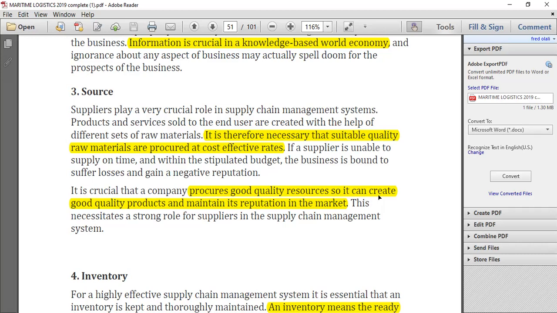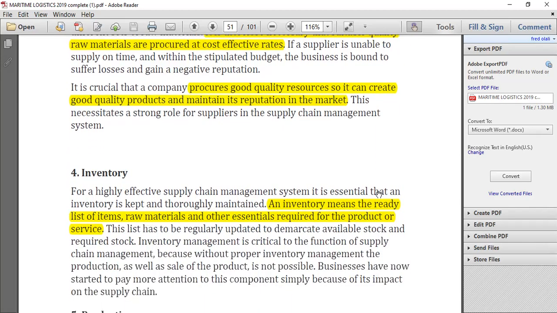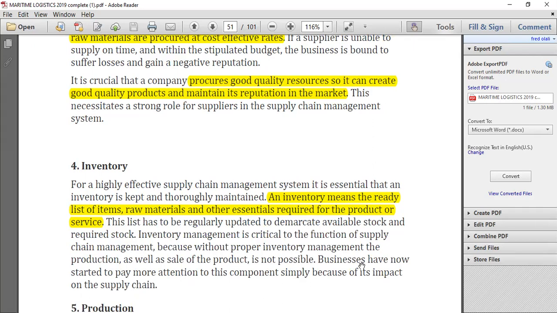So this necessitates a strong role for the suppliers in the supply chain management system. So source is key, not just as a source, but as a source that can be relied upon. That is, if you are a supplier, you must be a reliable supplier, not a supplier who supplies when he feels like or when he feels that his conditions are favorable. You need to supply when it is needed, not when you want to supply.